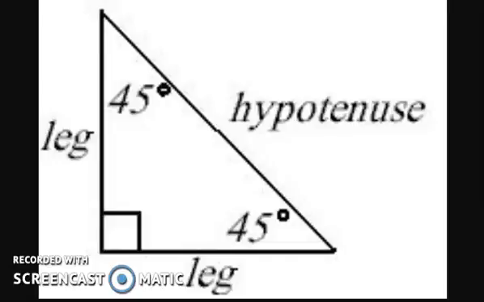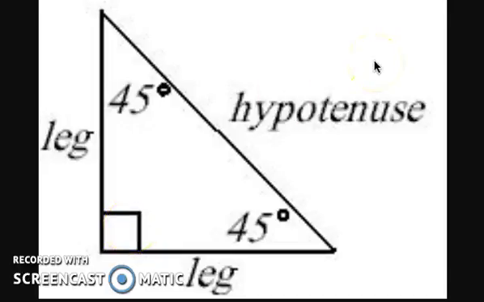So as we embark on our study of 45-45-90 right triangles and 30-60-90 right triangles, the most important thing is to first get the nomenclature down. So what do I call the parts of these triangles? In front of you here, you see a 45-45-90 triangle. So it has two 45-degree angles and one 90-degree angle in it.